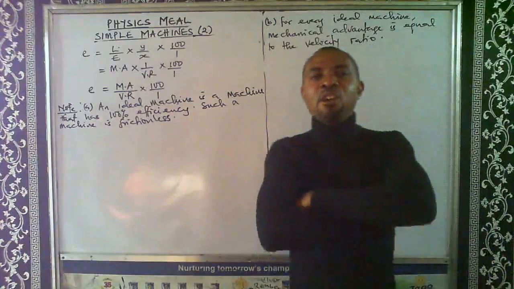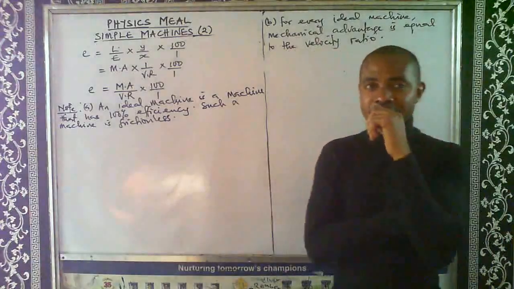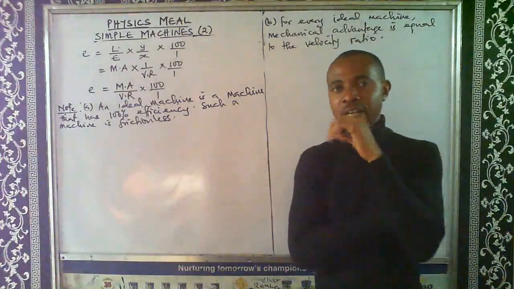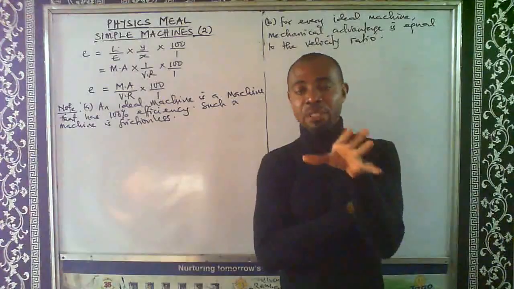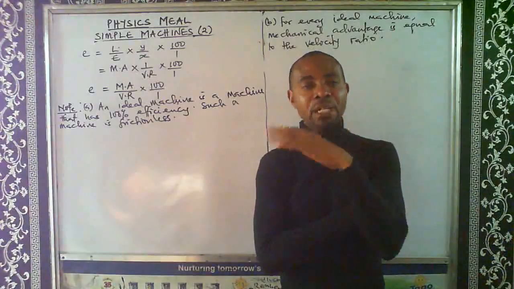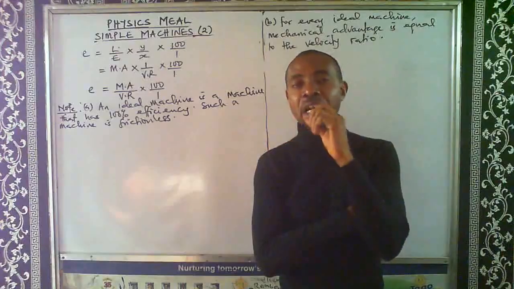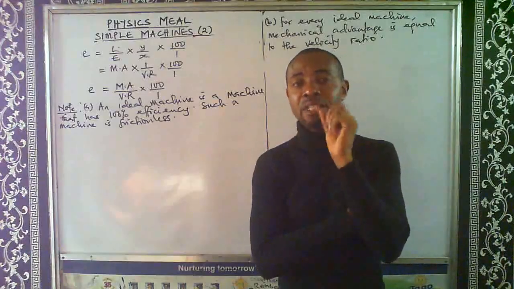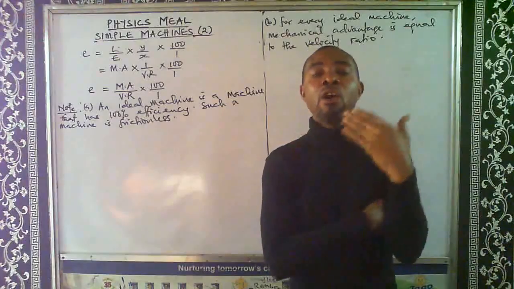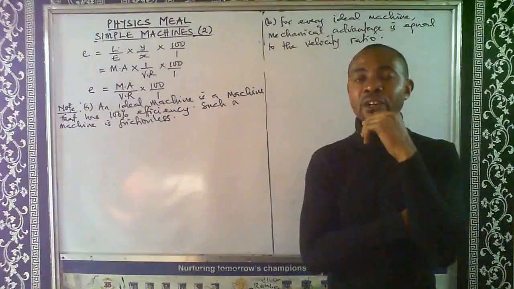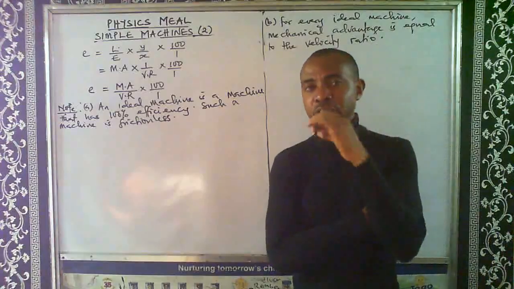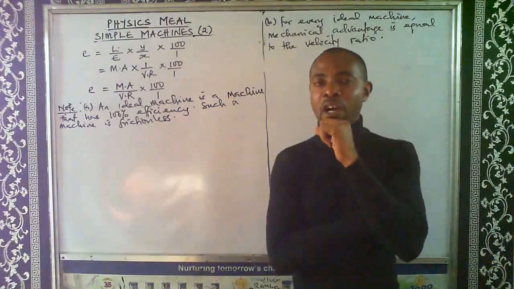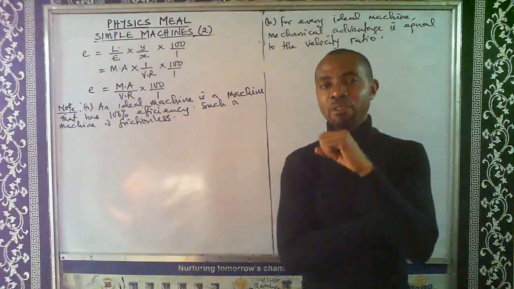This is where we are going to end our second part of simple machine. In our third part, we are going to start looking at calculations involving simple machines. But first, before we start the calculation, we will list the various expressions and formulas that we need for our calculation.